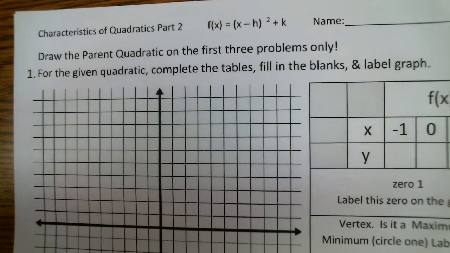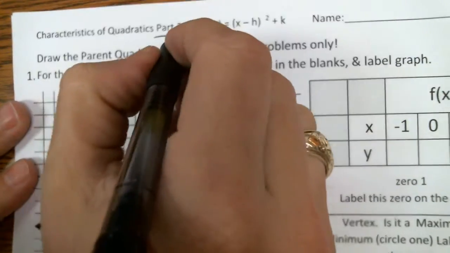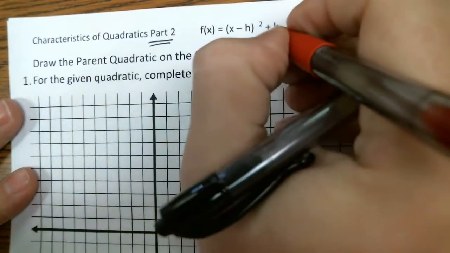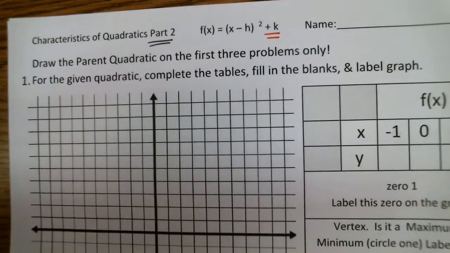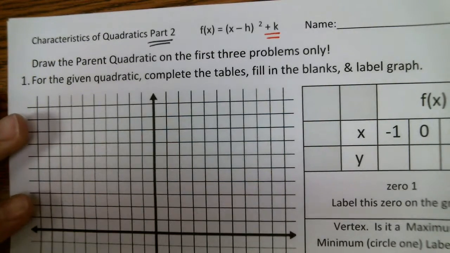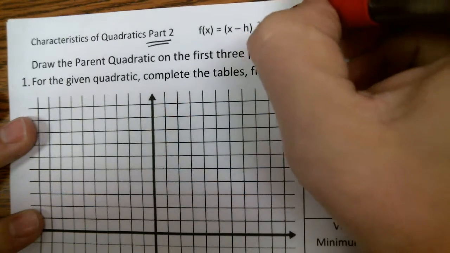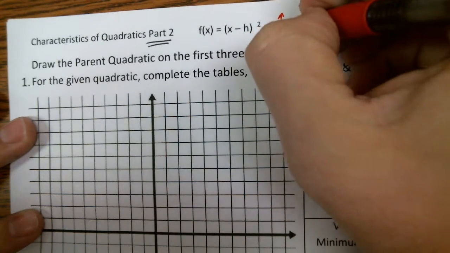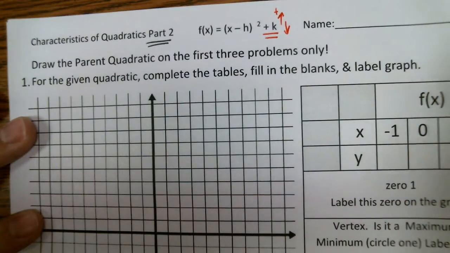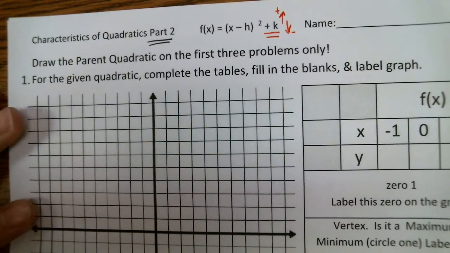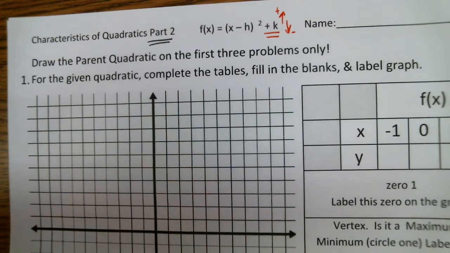All right, we're going to jump right in. This is the characteristics of quadratics part 2. Last class, we did the k value. If the equation said x squared plus 2 or x squared minus 5, the k value told us to move the parabola either up or down. If it was a positive k, we moved the parabola up that many units. If it was a negative k, we moved that parabola down that many units.